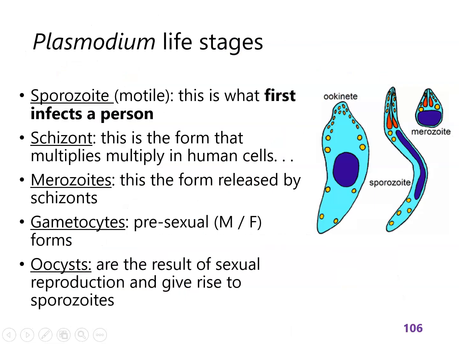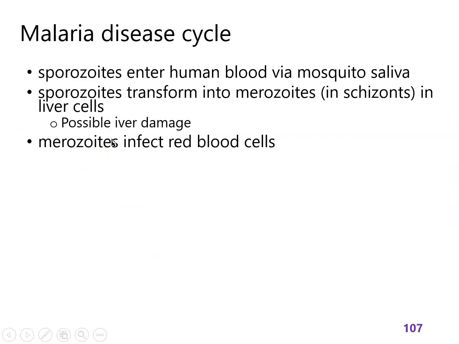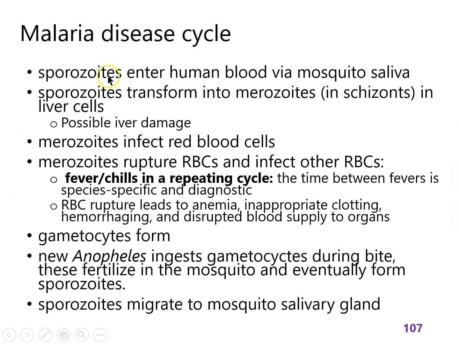So I want to show you the life stages of this bizarre protist so that I can show you the disease cycle and what's happening in a human body. What we need to think about is the sporozoites, this is important, merozoites, gametocytes, and oocysts. Those are the main forms. We can kind of skip this one. So let's just put this all out here.